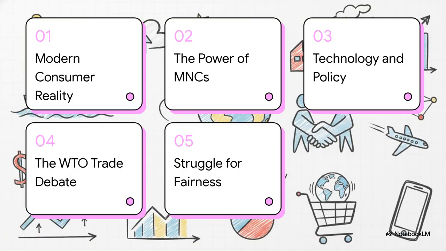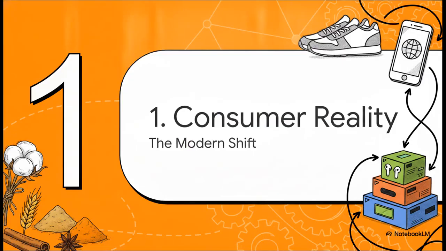Here is the game plan for how we'll unpack the chapter today. First, we'll look at the modern consumer reality. Second, the sheer power of MNCs. Third, the technology and policy driving this whole thing. Fourth, the WTO trade debate. And finally, number 5, the everyday struggle for fairness. All right, kicking off with Section 1, the modern consumer reality.